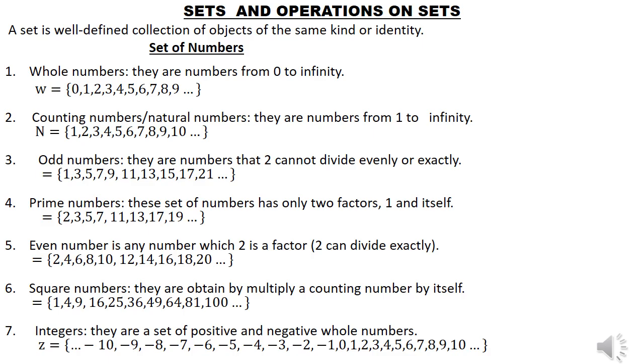Now, a set is a well-defined collection of objects of the same kind or identity. A set is well-defined because we can give a name to a particular set of objects or numbers. We can identify them with their names. So sets are well-defined groups of items because we can name them.